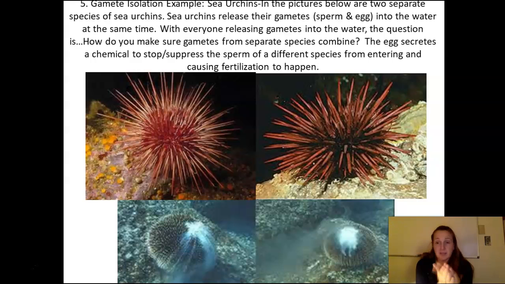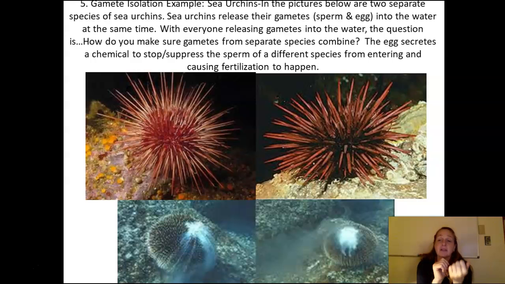There are a lot of species in the ocean where they just release all their sperm and all their eggs all at the same time. Everybody. You do not want to be swimming in the ocean on that day, but that's their strategy. And if all of the species have all of their gametes floating around, how do you make sure that the sperm and the egg of the correct species get together so fertilization can actually happen? You can actually make the next generation.